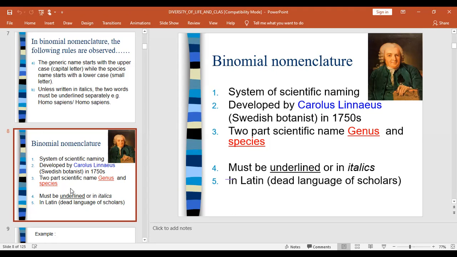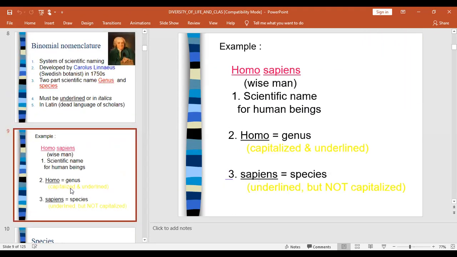And when we are writing, it must be underlined or in italics. And then we use Latin because it is the origin. So the key example, we have Homo sapiens. Homo sapiens has two parts. The genus is the Homo. The sapiens is the species. Now, Homo sapiens means wise man because there are other sapiens which are not wise. They are not able to communicate. They are not able to use their brains. The brains are not well developed. So we now call that Homo sapiens, meaning wise man, as in Latin.